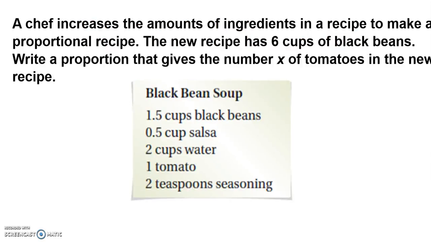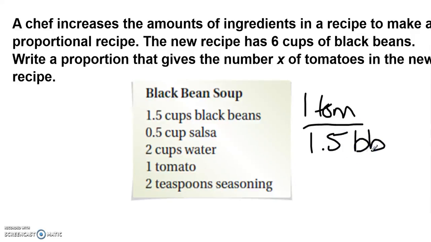A chef increases the amount of ingredients in a recipe to make a proportional recipe. The new recipe has 6 cups of black beans. Write a proportion that gives the number X of tomatoes in the new recipe. So in the original recipe, we had 1 tomato per 1.5, and I'm just going to say black beans as BB. And that's going to then equal, we don't know the amount of tomatoes over here, but we do know that there's 6 cups.